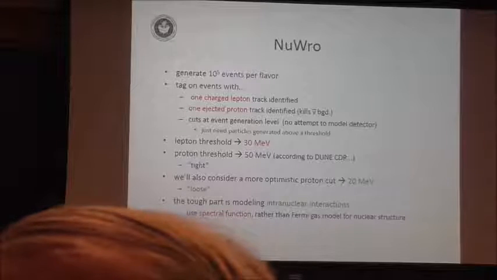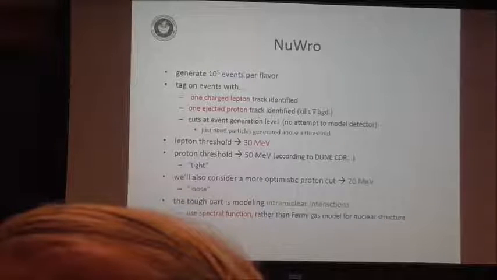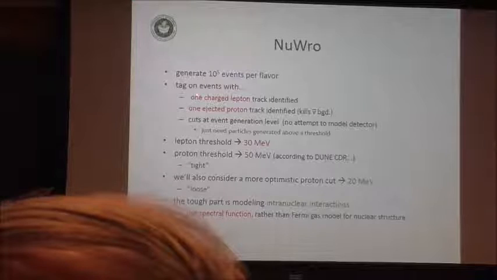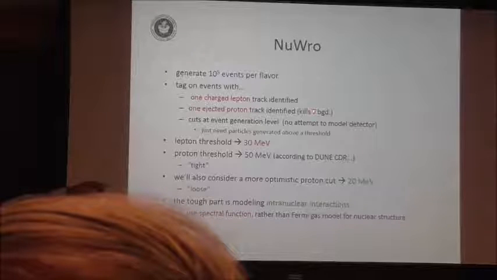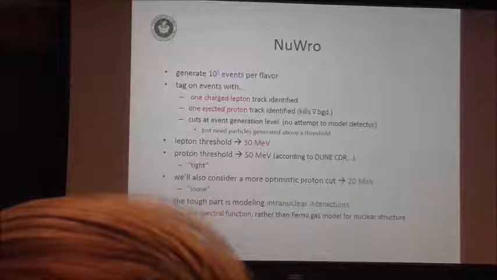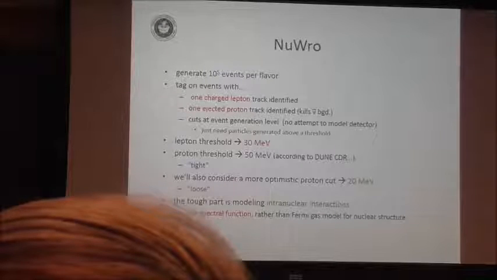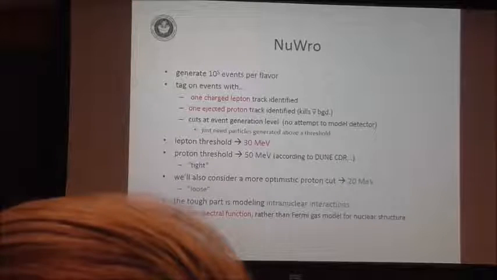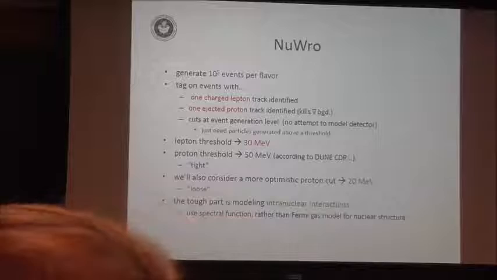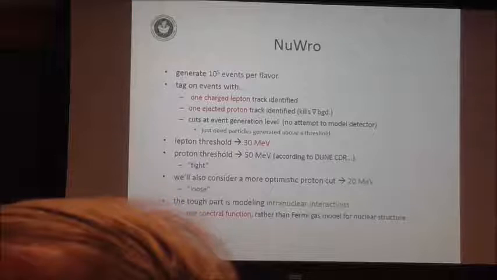And so the idea is to generate about 100,000 events for each of the neutrino flavors, electron or muon. And then try to tag on events with one identified charged lepton track and exactly one ejected proton, which is with an identified track. And I'll just note incidentally, that helps kill off your anti-neutrino background because anti-neutrino charged current interaction will tend to eject a neutron, not a proton. So that you should be able to identify. But I'll emphasize that the cuts are entirely at the event generation level. So there's no attempt to really model how the DUNE detector responds. You're really just generating events and then imposing threshold cuts on them, motivated by the DUNE CDR.